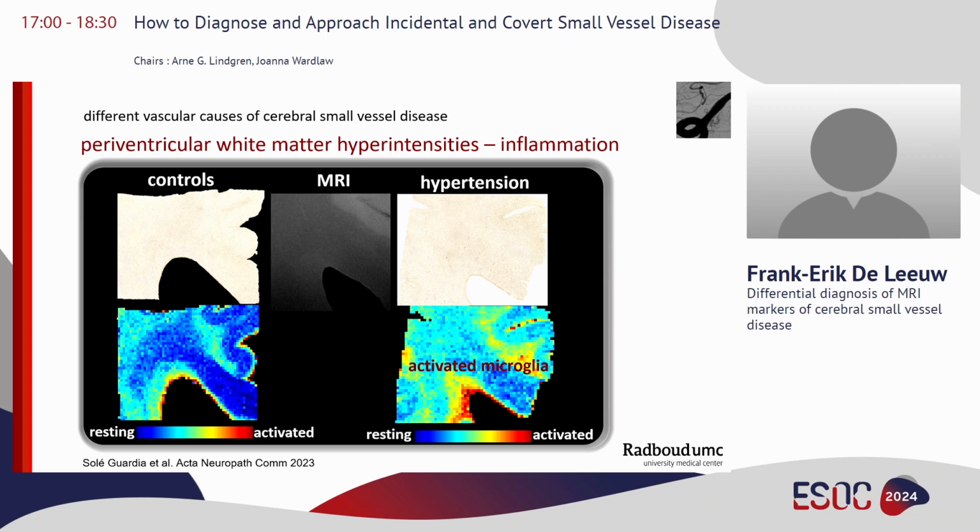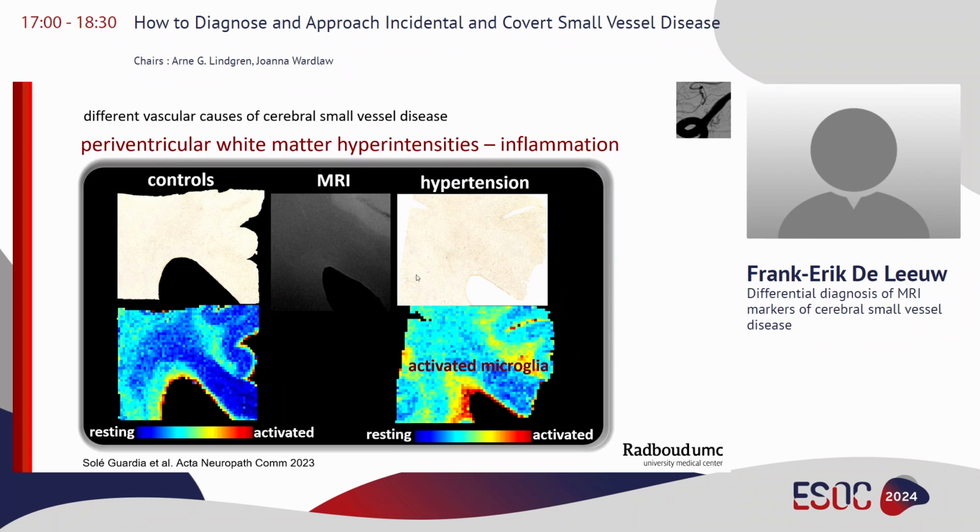In this example, she looked at activated microglia. On the left panel, you see controls. You see virtually no activated microglia. The more intense, the more red it gets, the higher the degree of activated microglia. For your orientation here, we have the MRI scan. So this is the ventricle, this is the periventricular area.